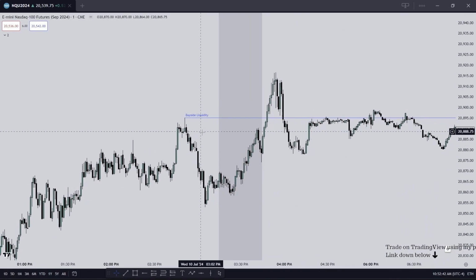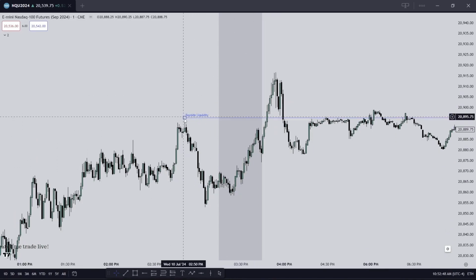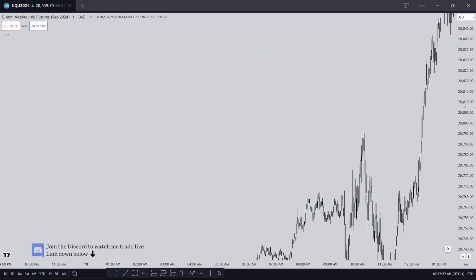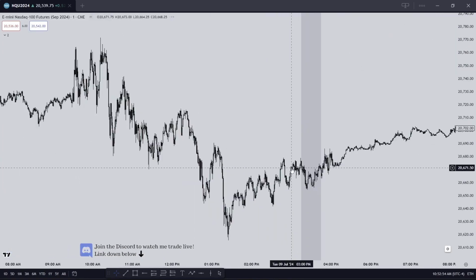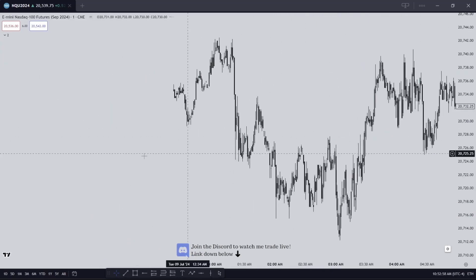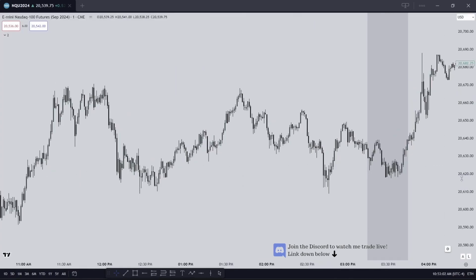All right, again, incorporate bias. So if dollar is looking bearish, that's even more confirmation to expect buy side to be tagged and ran out. Let's look at a couple more. All right, that's just sideways chop. We don't care about that. All right, here.